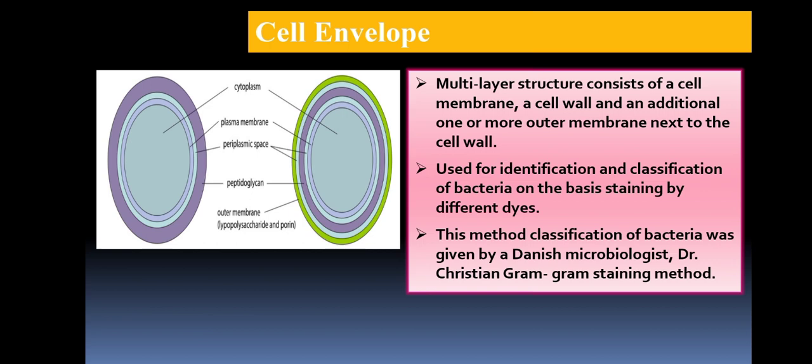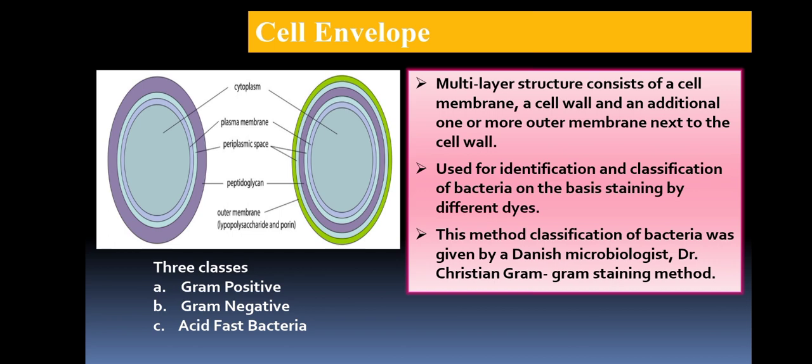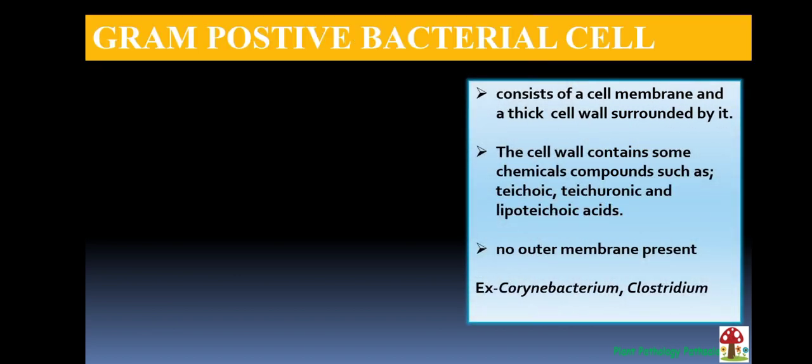He classified bacteria into two groups, gram positive bacteria and gram negative bacteria, on the basis of differential staining. Another group, acid fast bacteria, was added later. On the basis of the envelope present, the bacteria are classified into three groups: gram positive, gram negative and acid fast bacteria. We will discuss which type of envelope is present in which type of bacteria one by one in the next slides. So first let's start with the gram positive bacteria.